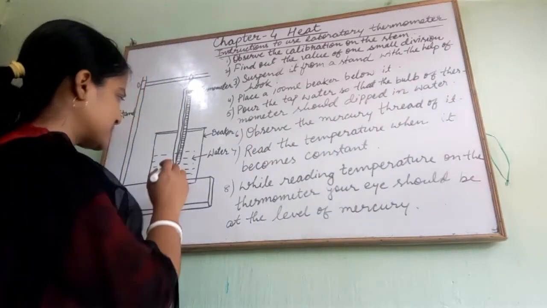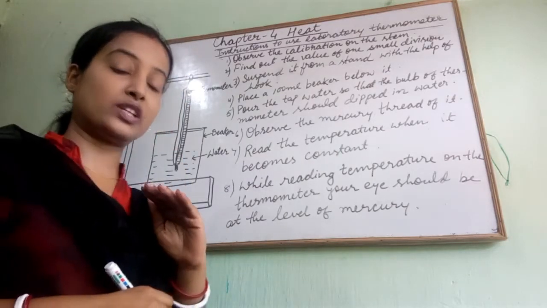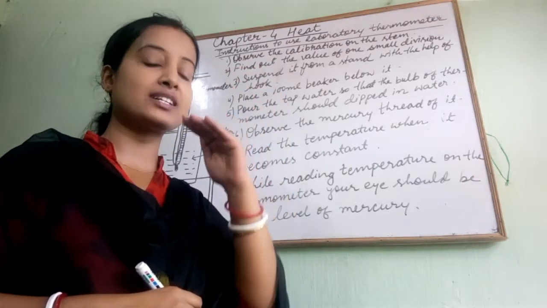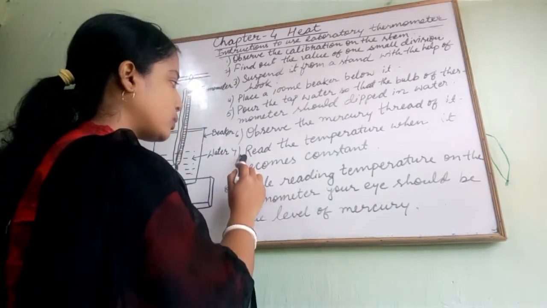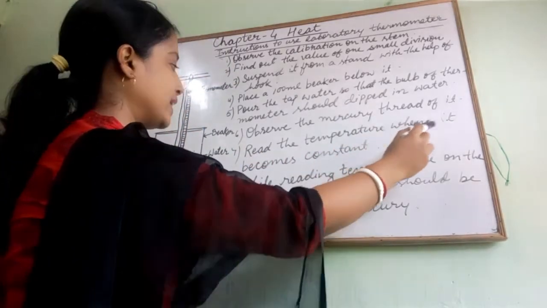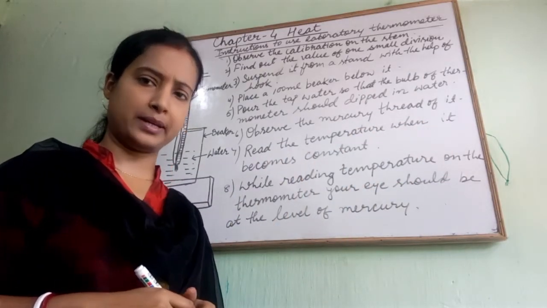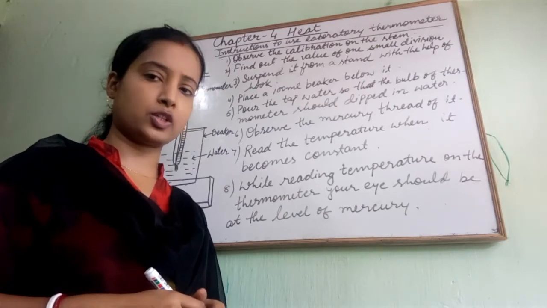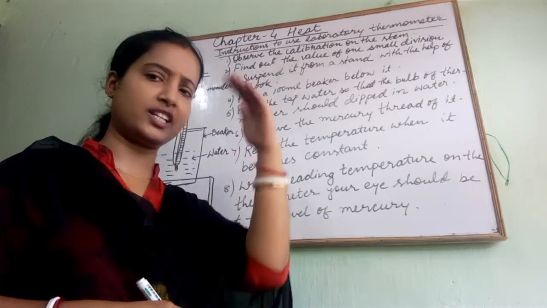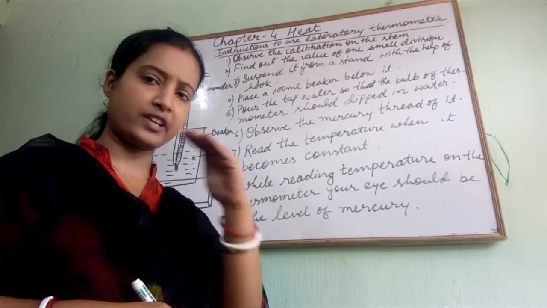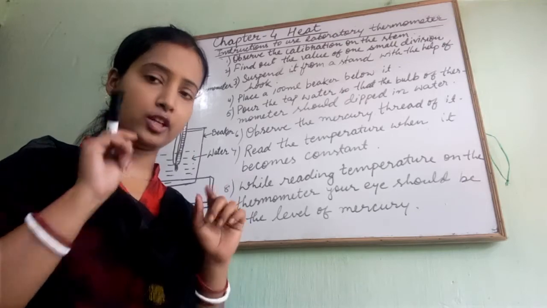Now observe the mercury thread. See where the mercury level of the thermometer is, whether the mercury is increasing or decreasing its level, and in which scale it is. Now the seventh one is read the temperature when it becomes constant. After 4 to 5 minutes you read the temperature when the mercury level becomes constant. When the mercury is neither increasing nor decreasing, it is fixed at a temperature, at that time you see the temperature and record it in your notebook.